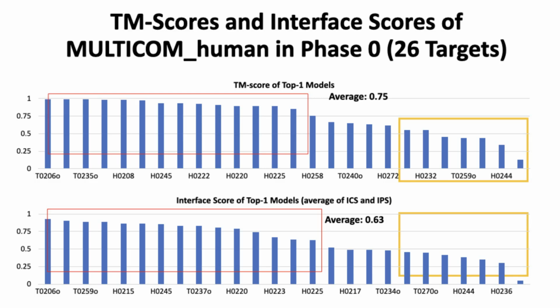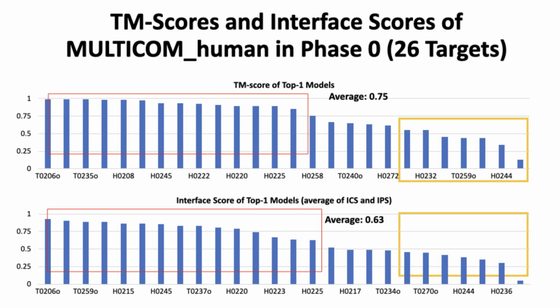Here's a TM score of the number 1 model. So average score is 0.78. Actually, for most targets, we have a score above 0.8. Only a few targets score below 0.6. And for the interface score, for most targets, we're going to score higher than 0.6. Average is 0.63. And only a few targets, we have scored below that.